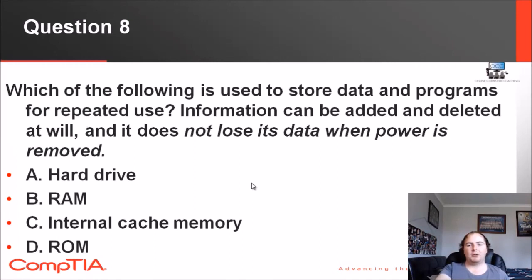Question 8, which of the following is used to store data and programs for repeated use? Information can be added and deleted at will and does not lose its data when power is removed. We've got the hard drive, RAM, internal cache memory, and ROM. RAM is volatile memory, which means it will lose its data once power goes. Internal cache would probably go with power. I feel like ROM, since it is read only, will keep its settings, but the answer is A, hard drive.